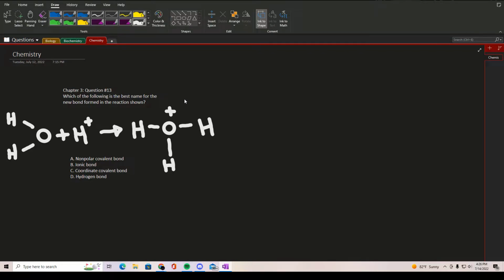Today I'm going to be going over question number 13 from chapter 3 of the Chemistry Kaplan book. Which of the following is the best name for the new bond formed in the reaction shown? And then we're given a list of bonds to choose from.